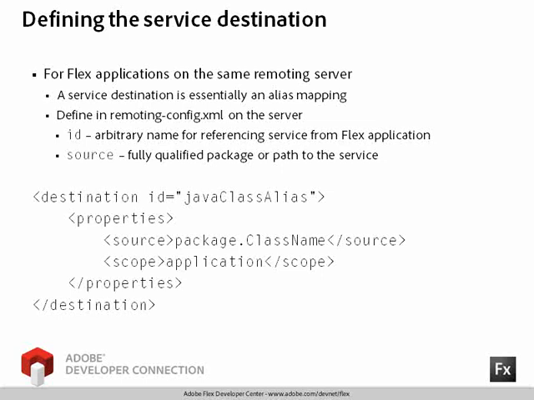This code shows an example of a service destination for a Java class. The ID property is just an alias you can use to reference this Java class from the RemoteObject component in the Flex application. The source property describes the fully qualified package and name of the class to be called. This code also includes a scope property indicating the scope of the service. It could be set to application, session, or request.